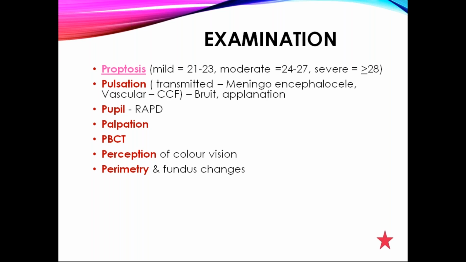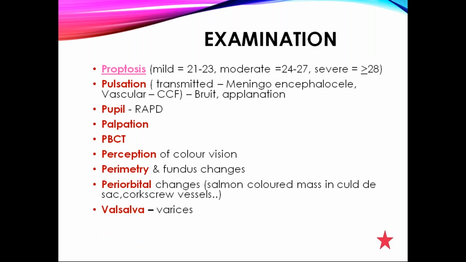Next is perception and color vision, perimetry and fundus changes. All these are nothing but optic nerve function tests and macular function tests. You have to evaluate the fundus, do a perimetry, and check how the color vision is. All these things will tell us the status of the optic nerve, whether it is functioning normally or not. Then the next one is periorbital changes. Periorbital changes is what is happening around the orbit, whether there are changes like a salmon colored mass in the cul-de-sac or corkscrew vessels. These are seen in a few conditions which have to be identified.